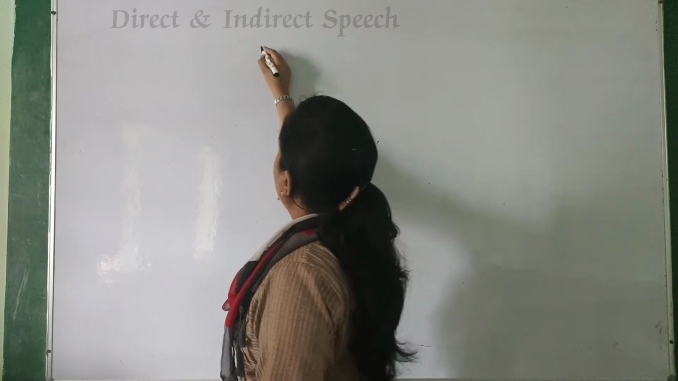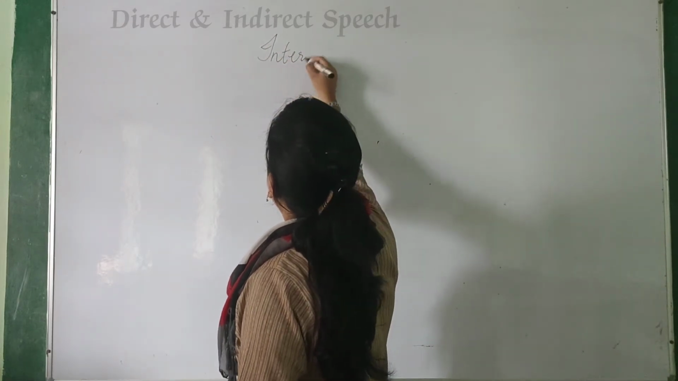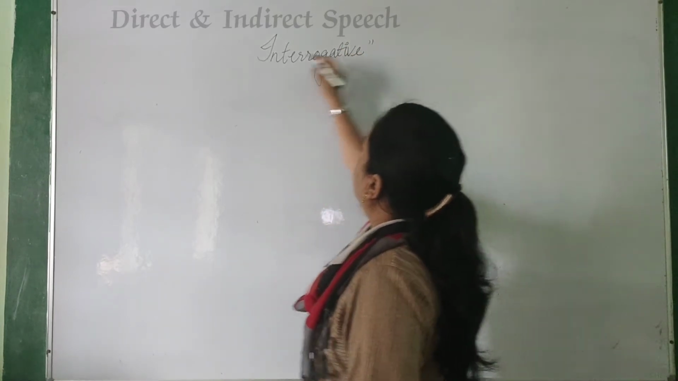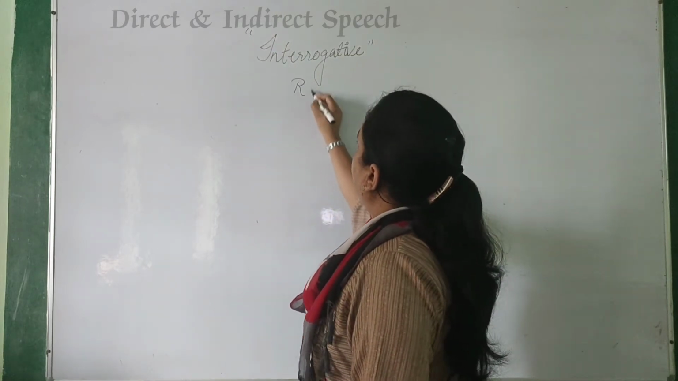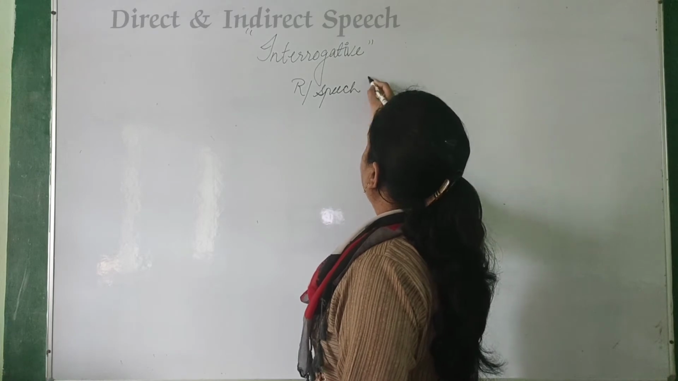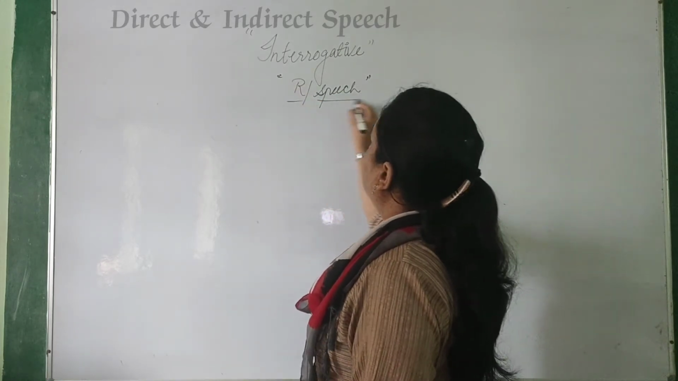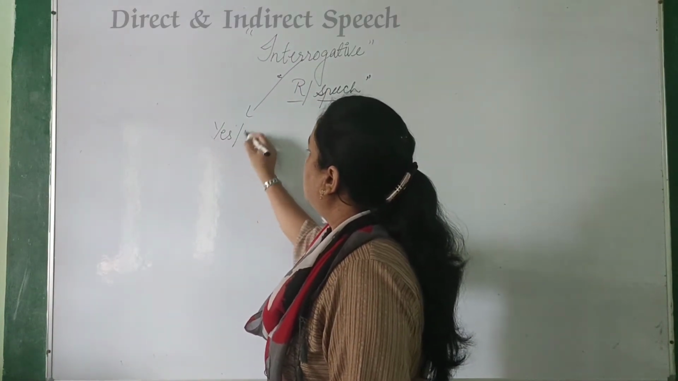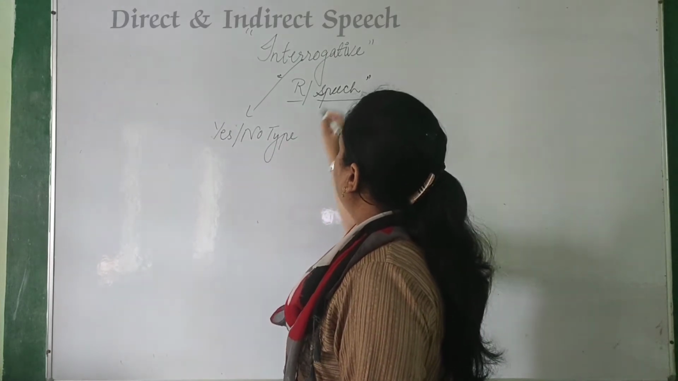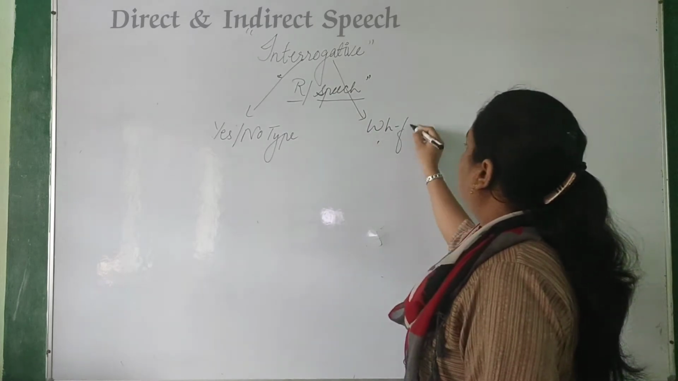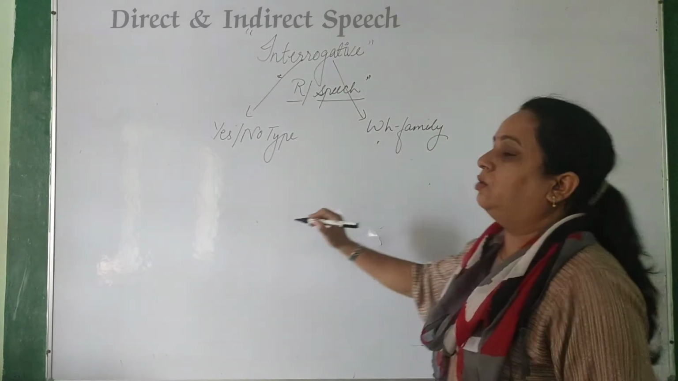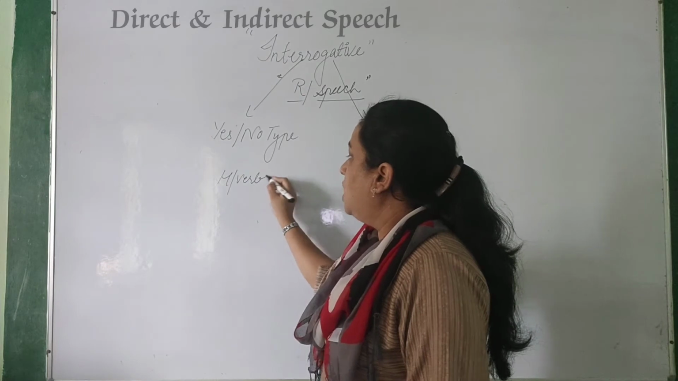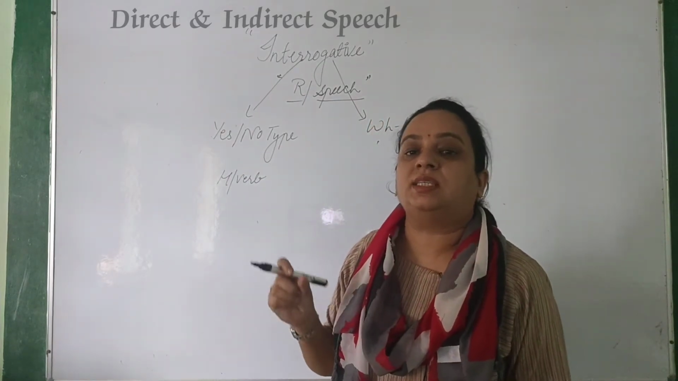Today I am going to revise interrogative sentences once again, if they are given in reported speech. I am talking about reported speech here, and this reported speech remains within the inverted commas or quotation marks. I have told you that this is of two types. One is yes no type of questions and the second one is WH family type questions. Yes no type questions start with helping verbs and can be answered with yes and no.